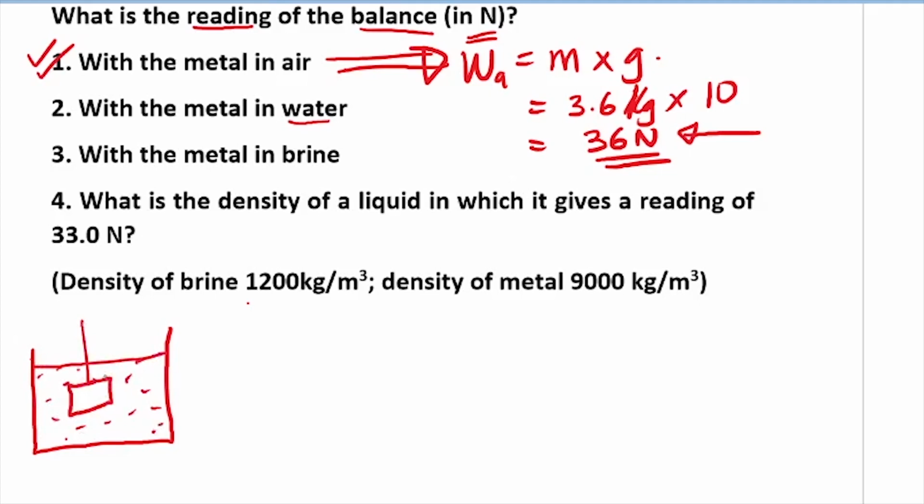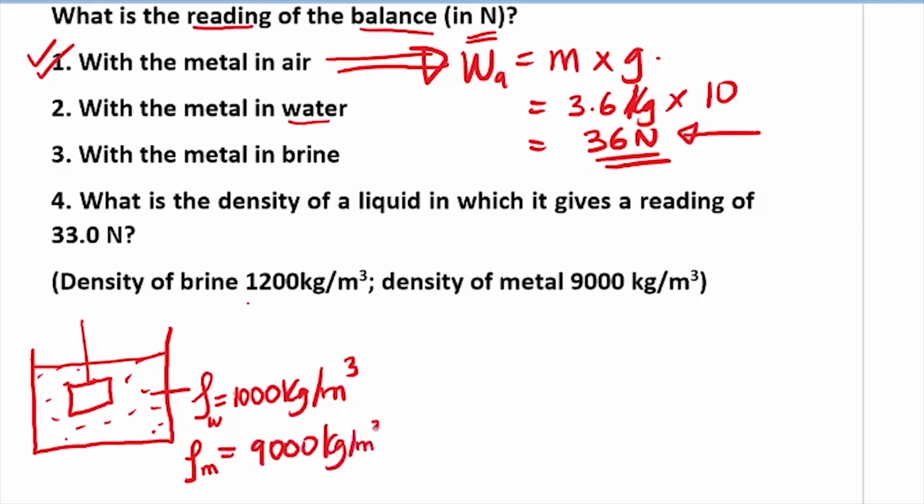Okay, so first of all, water has a density of 1000 kilograms per meters cubed. That's the density of water. Now the density of the metal is 9,000 kilograms per meters cubed. Okay, so we need to find the upthrust this thing is going to experience when it is in water. So let's go on and find that.